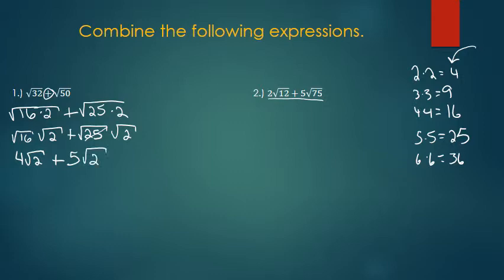So now I do have roots that are the same, so I can go ahead and combine. So I have 4 plus 5 is 9 with the square root of 2. So that is your final answer.